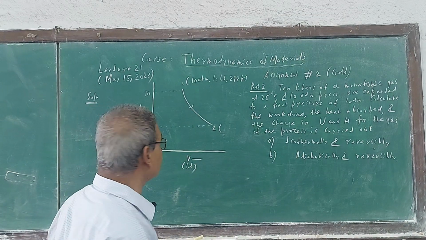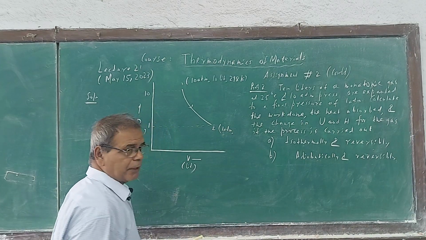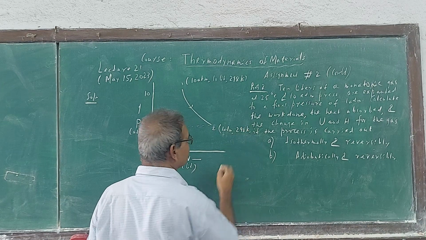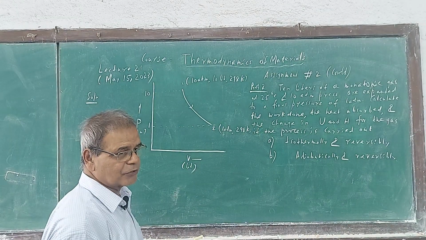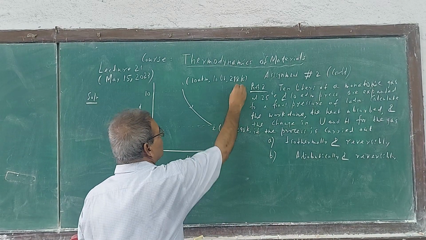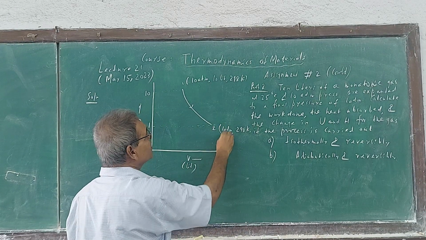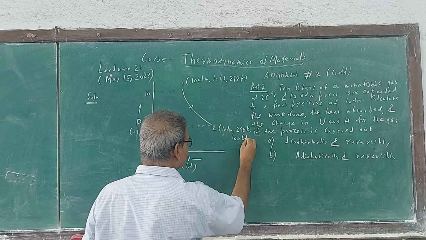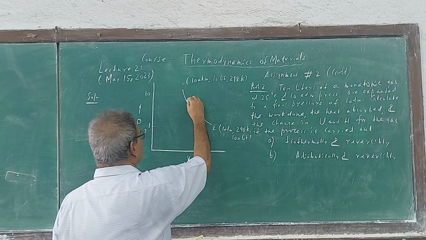So, it has been expanded to 1 atmosphere. This is given. Isothermal means temperature is the same, 298 Kelvin, you may write. Then what is the volume? You can guess the volume easily because it is isothermal. If pressure goes down 10 times, volume will go up 10 times. So it is 100 liter. PV is constant in the isothermal process.